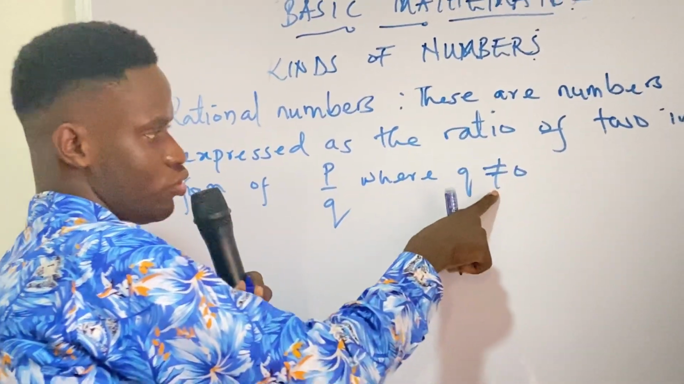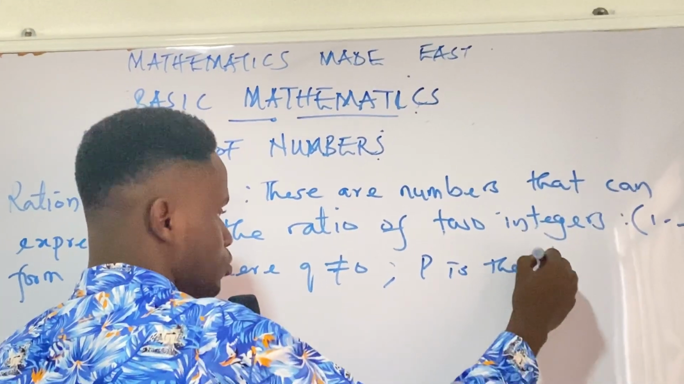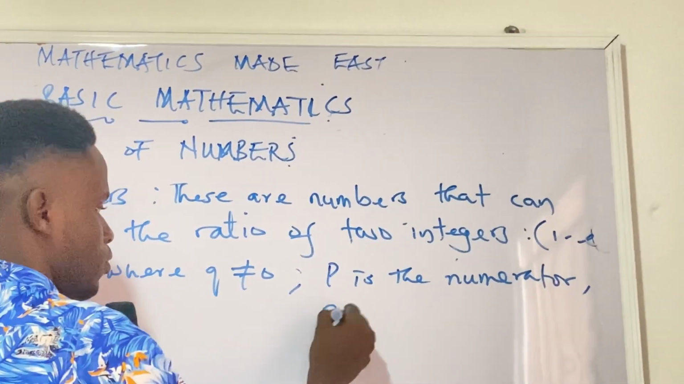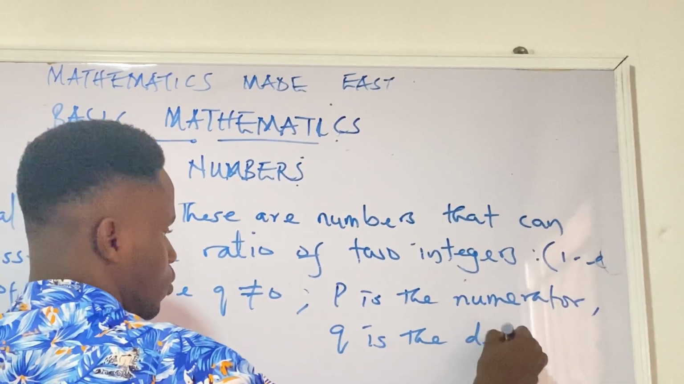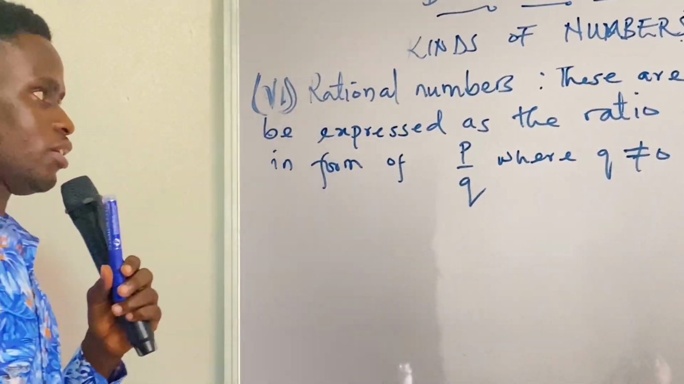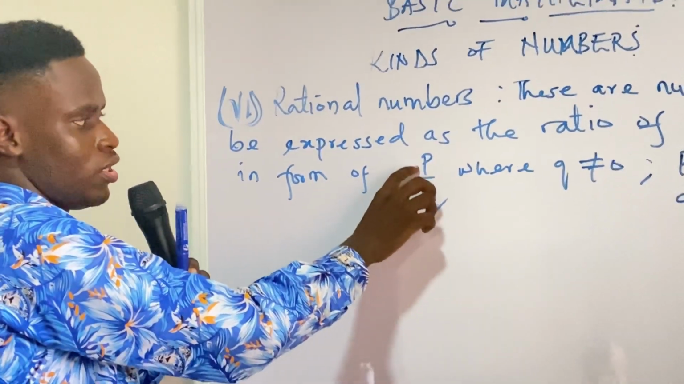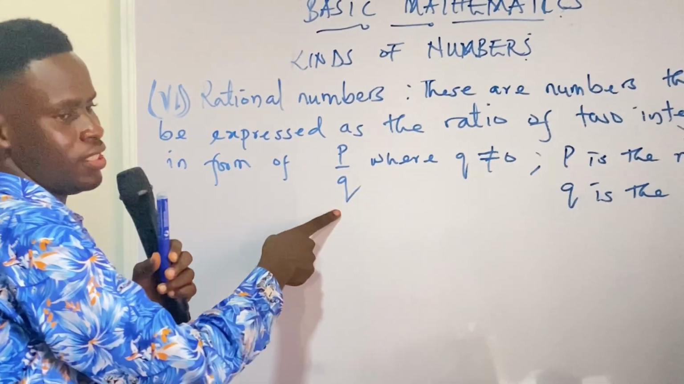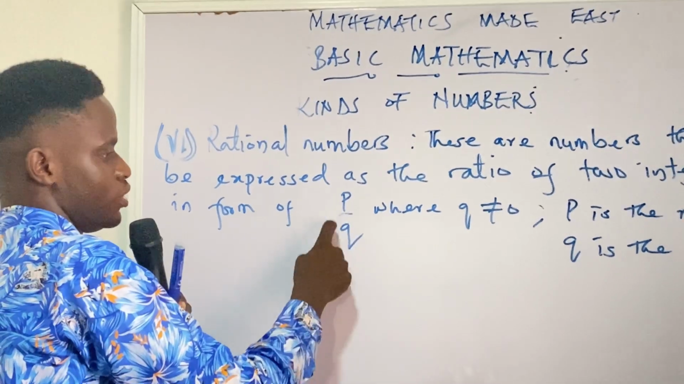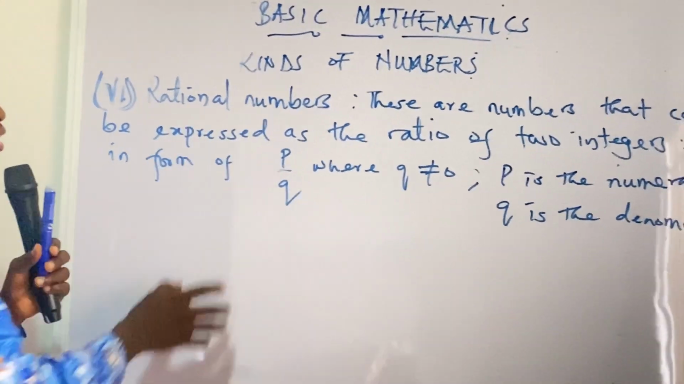This symbol here means must not be, that is, not equal. P is the numerator, and Q is the denominator. As you can see, numbers that can be expressed in the form P over Q, in the form of a fraction, where P is an integer and Q is an integer, and Q, not 0, is an integer too. So except 0, Q must not be 0. Once it can be expressed in this form, you should know they are rational numbers.